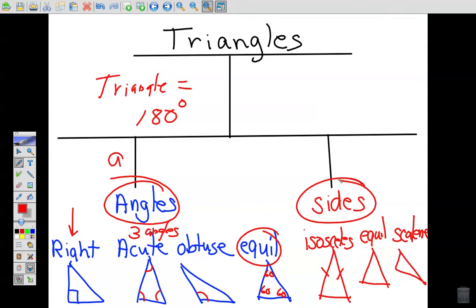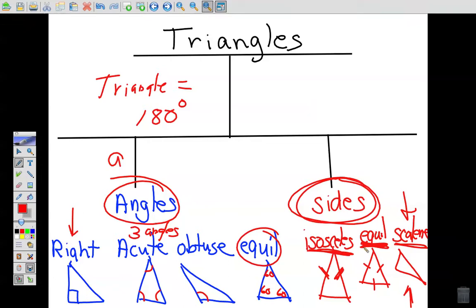Now the sides, how about if we have what we call a scalene triangle? Scalene means none of the sides are the same. Look at my figure there. It doesn't look like any of those sides are the same. Scalene. How about if two of the sides are the same length? Isosceles. How about if all three sides are the same length? Equilateral. So I have scalene, none of the sides are equal. Isosceles, two of the sides are equal. Equilateral, all three of the sides are equal.